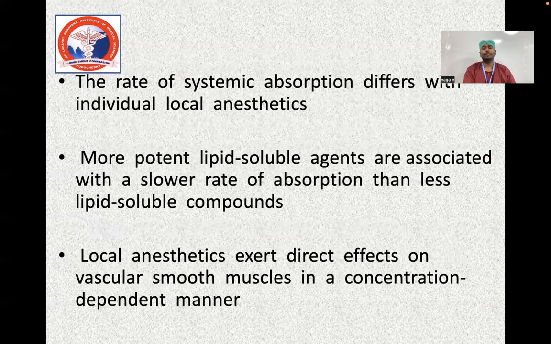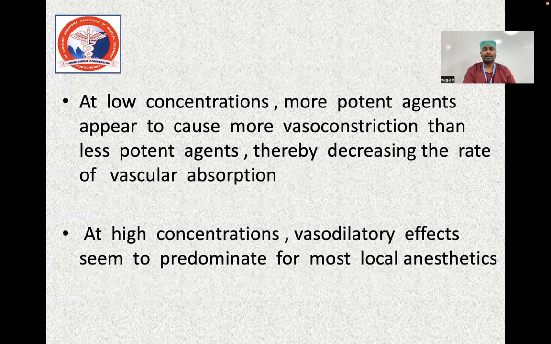The rate of systemic absorption differs with individual local anesthetics. More potent lipid-soluble agents are associated with a slower rate of absorption than less lipid-soluble compounds. Local anesthetics exert direct effects on vascular smooth muscle in a concentration-dependent manner. At low concentration, more potent agents appear to cause more vasoconstriction than less potent agents, thereby decreasing the rate of vascular absorption. At higher concentration, vasodilatory effects seem to predominate for most local anesthetics.